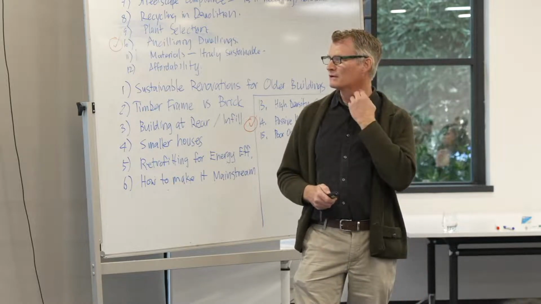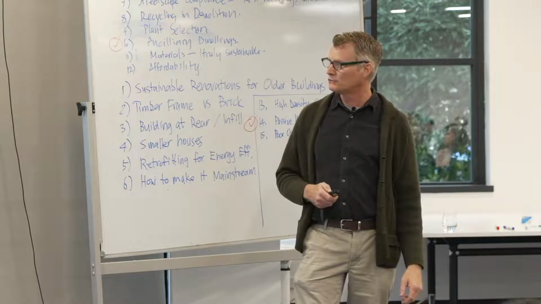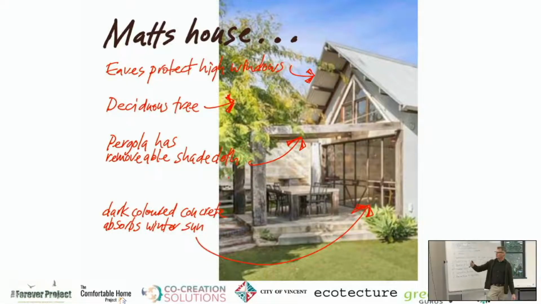Just a couple of quick looks. That was my own house I did in Hilton. I did a pergola out the front. I had a shade cloth on. It's very simple, just put it on in summer, took it off in winter until the deciduous tree grew big enough. And eaves up the top there, that was all north facing.